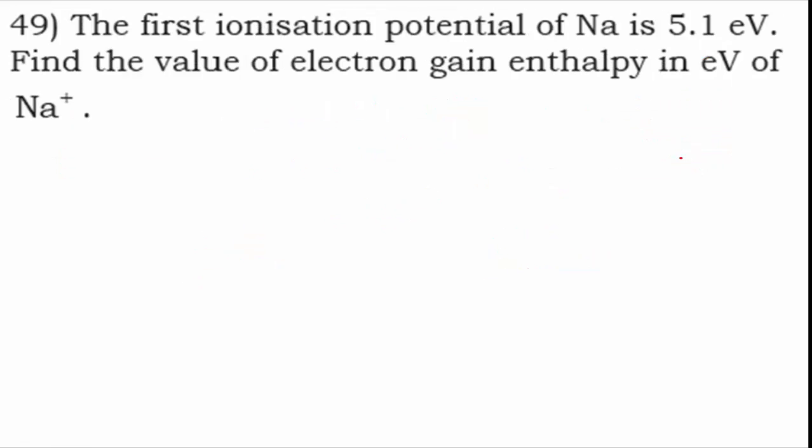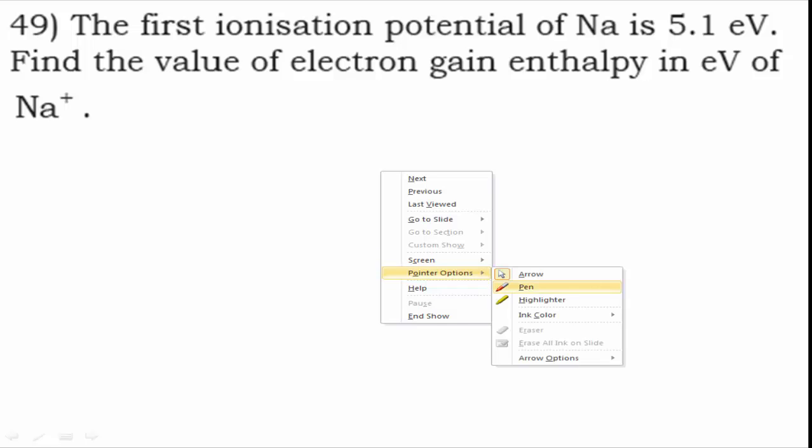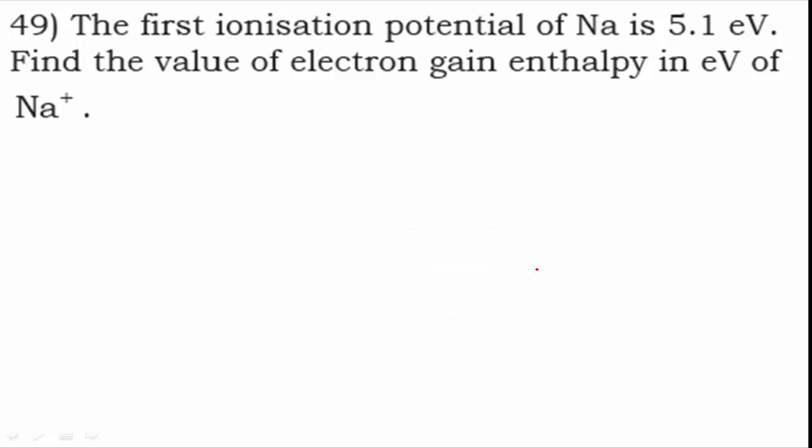Next, question number 49. The first ionization potential of sodium is 5.1 eV. Find the value of electron gain enthalpy in eV of Na plus. The first ionization potential of sodium is 5.1 electron volt. Find the value of electron gain enthalpy in electron volt of sodium plus ion. Let's go to the solution part.